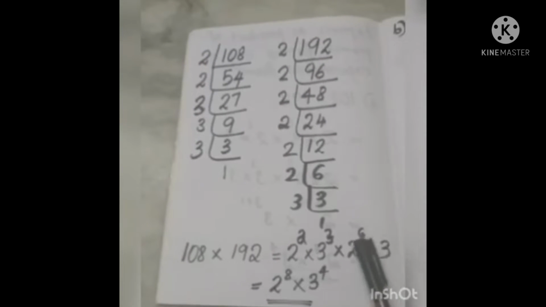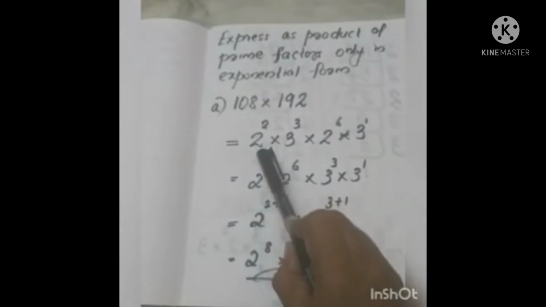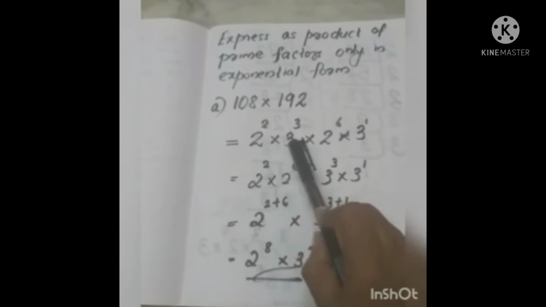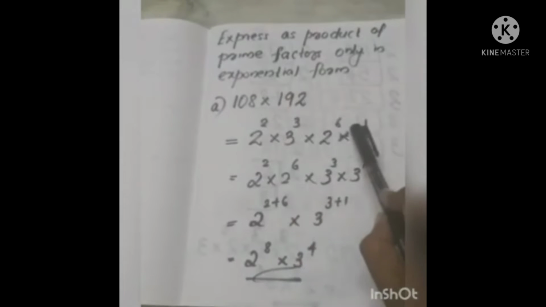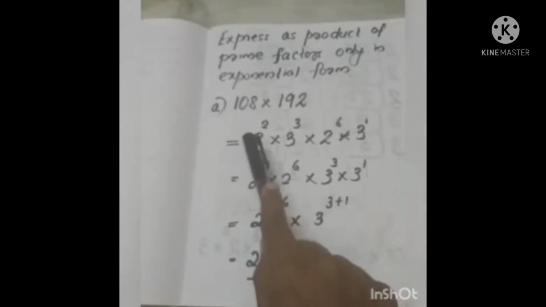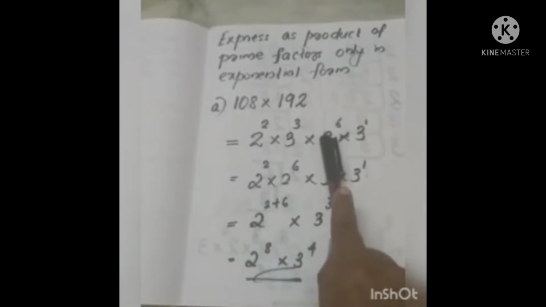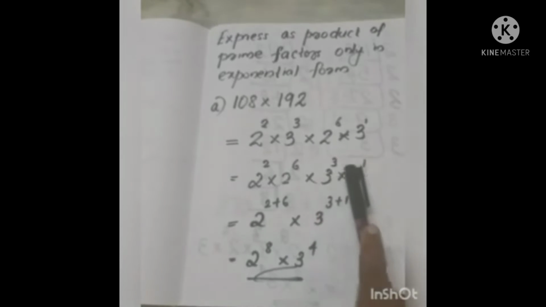Now we can apply the law. What laws can we apply here? We are expressing 108 as 2 square into 3 cube, and 192 as 2 raised to 6 into 3 raised to 1. Now I am writing first the numbers with the same base, that is 2 square and 2 raised to 6, similarly 3 cube and 3 raised to 1.